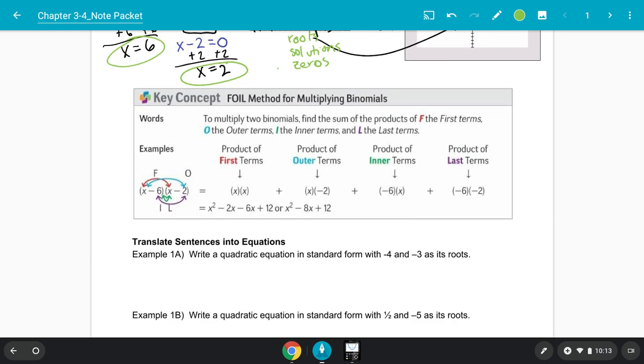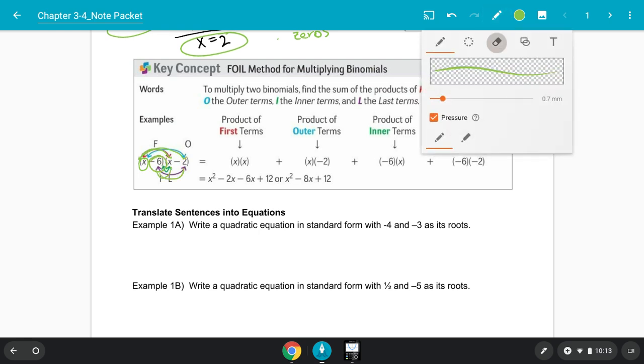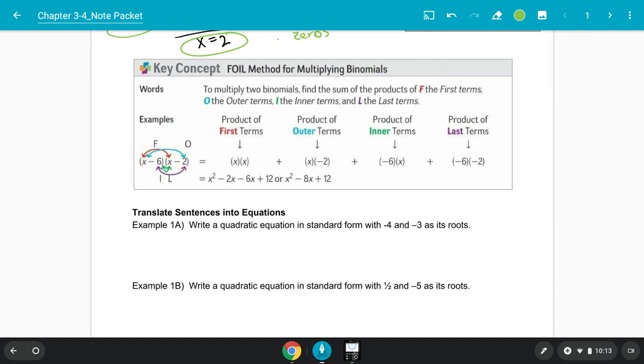So when you come down here, the FOIL method for multiplying binomials, I'm sure many of you have heard of this. To multiply two binomials, find the sum of the products of the first terms, so F, the outer terms, O, the inner terms, I, and the last terms, L, which is where FOIL comes from. This looks really complicated, but basically you just take this thing times both parts, and then this thing times both parts. I totally understand that didn't help, but when we start to look at examples, it will make a ton more sense.